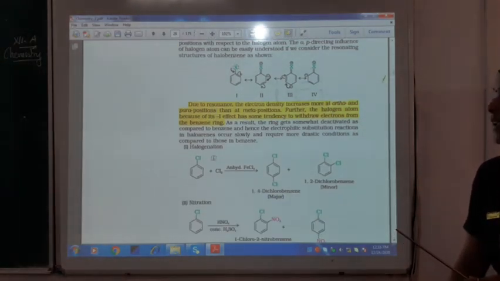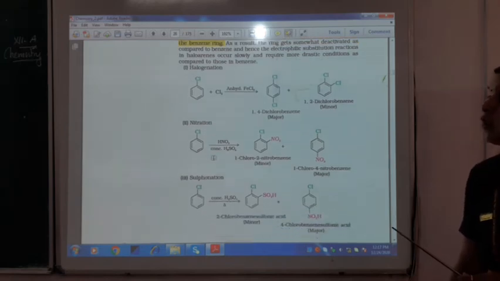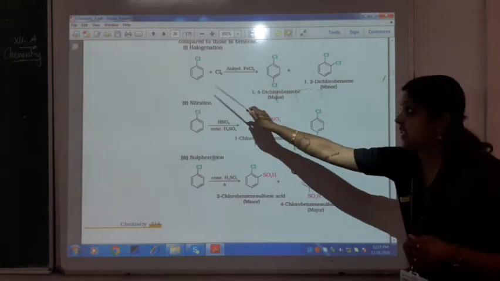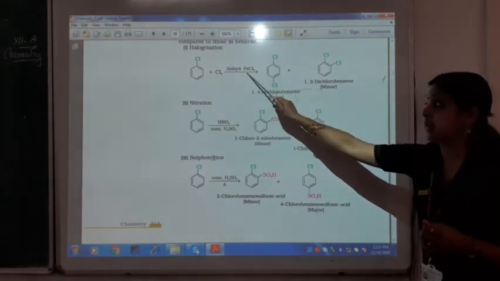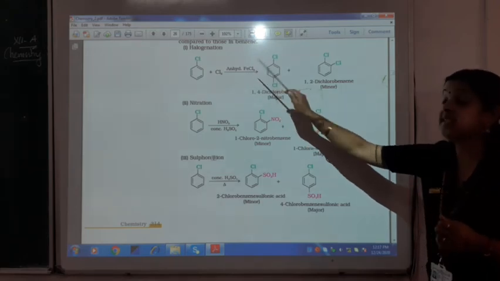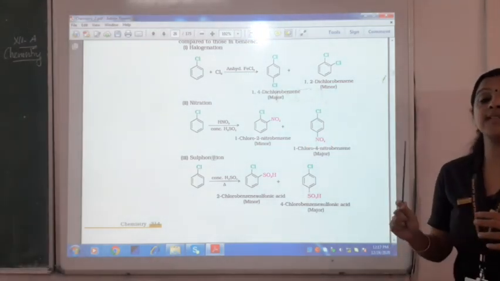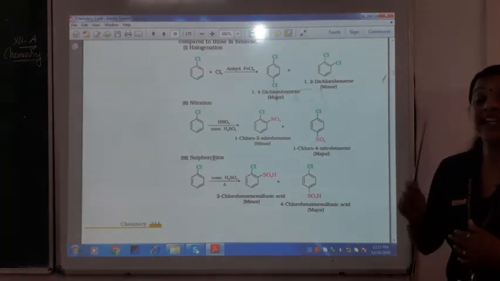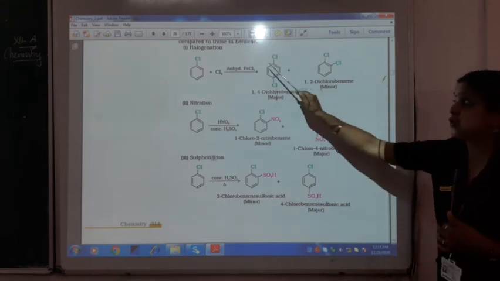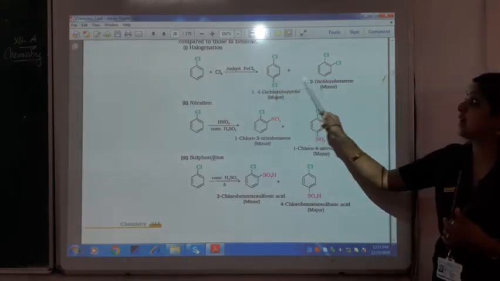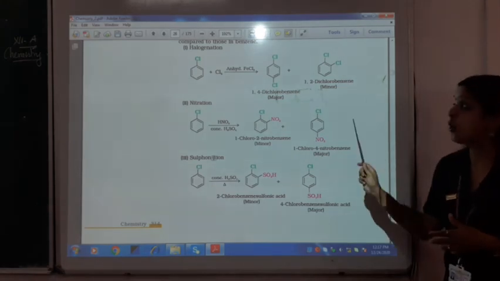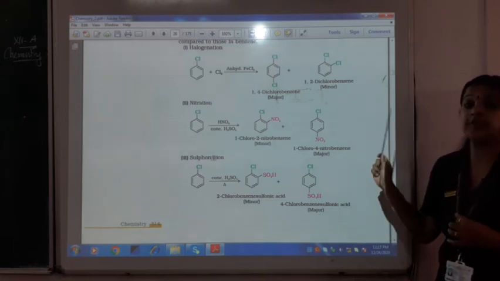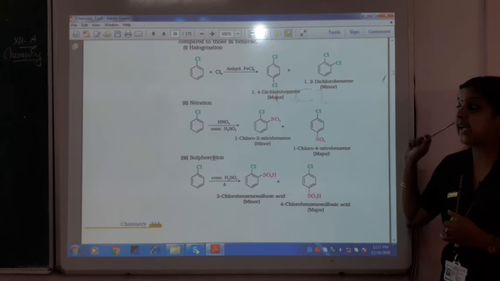Now let us see some of the halogenation, nitration and sulfonation reactions of haloarenes. Now what is halogenation? The haloarene, when it reacts with chlorine in presence of anhydrous ferric chloride, what is this? This is a catalyst. The role of a catalyst is to speed up the reaction. Being a positive catalyst, it increases the rate of reaction. So you get the chlorine coming and attacking the para and the ortho position, because we know ortho and para positions are electron rich centers. So only those positions will be occupied by the halide.